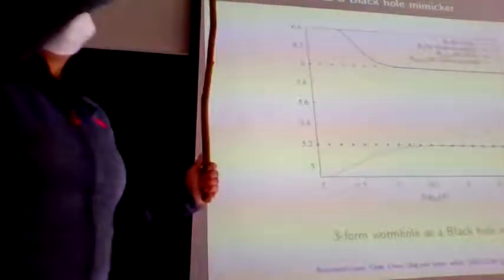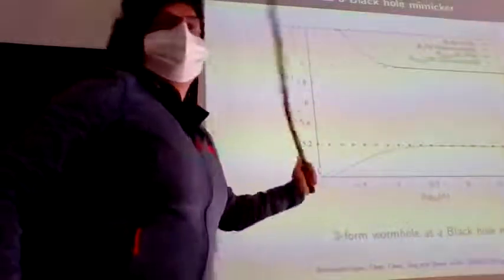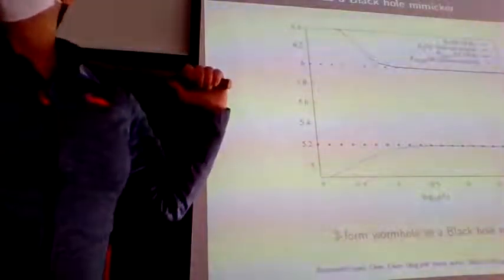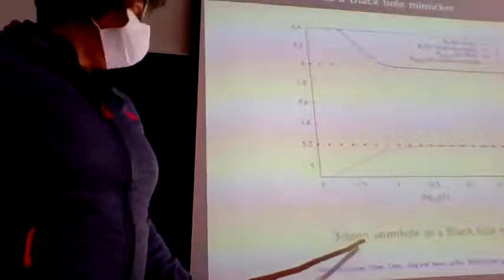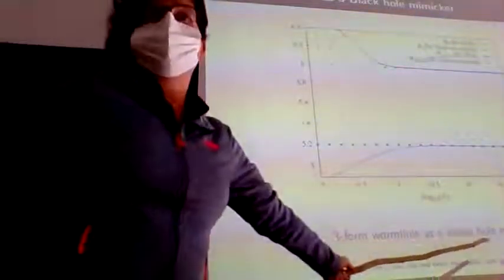So what we see, or what people saw in Event Horizon Telescope, is the image that you have from outside. And this thing can be mimicked by a wormhole. Okay, so that is the nice feature about this one. So three-form wormholes can be black hole mimickers.